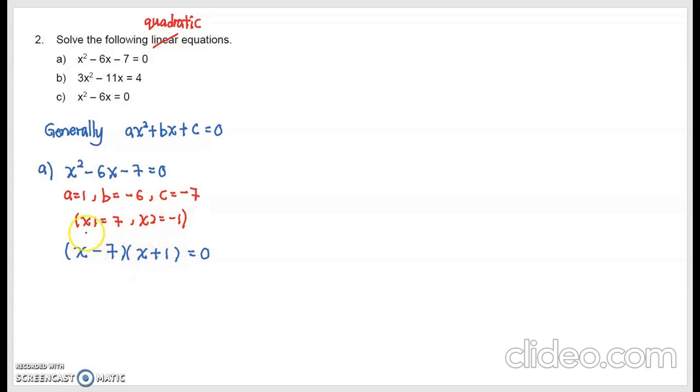Why? Because in the next step, we will let x minus 7 is equal to 0. X is equal to positive 7. Or x plus 1 is equal to 0. X is equal to negative 1. You can see that our answers are the same as the answers given in the calculator, which are 7 and negative 1. Now we move to question B.